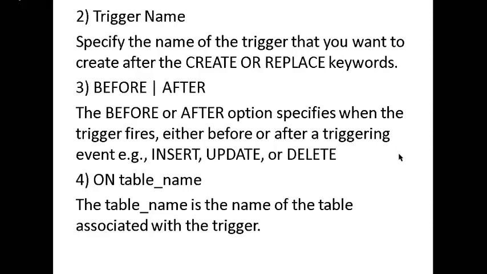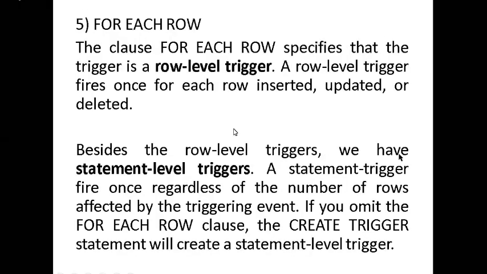Then before and after, as I told you, it's very straightforward what to do with the event: before the event happens or after the event happens. Then the table name, then for each row, this specifies that the trigger is a row level trigger. When you read each row of the database table, it activates row by row. It checks, keeps monitoring, once for each insert, update, or delete that happens.